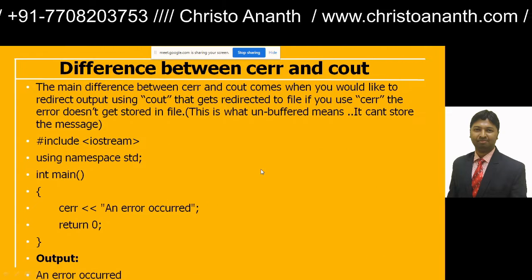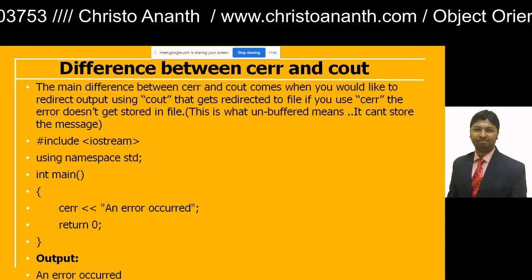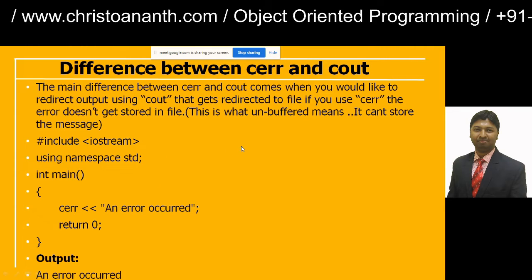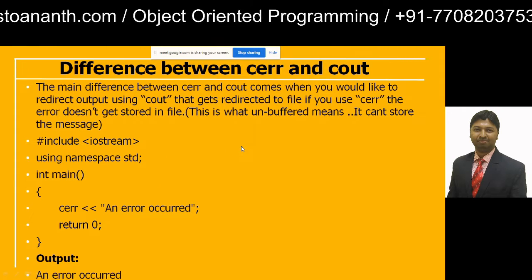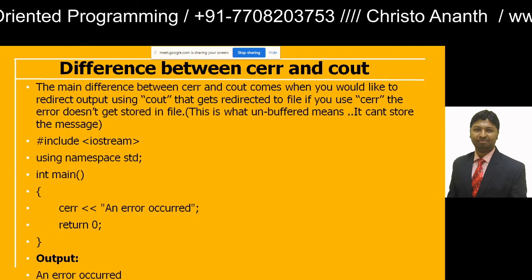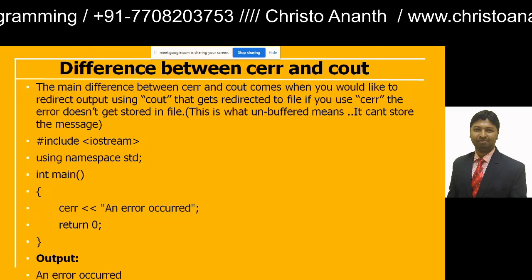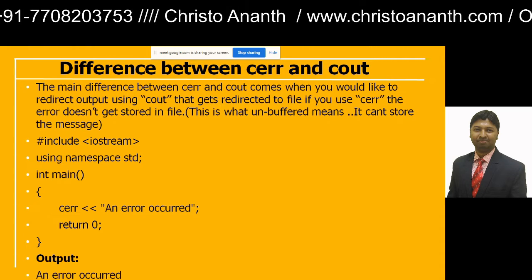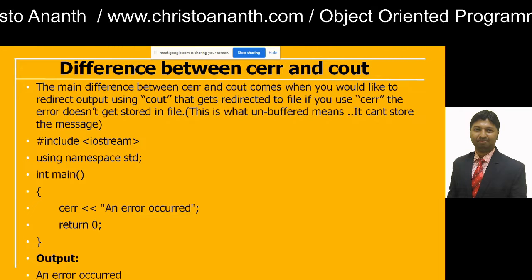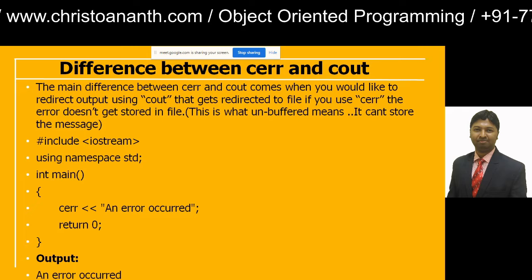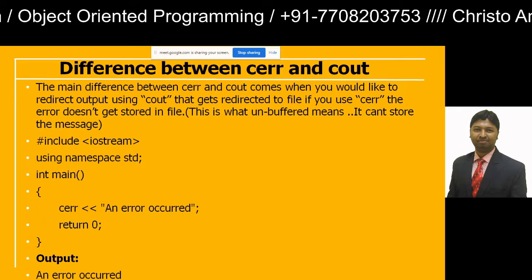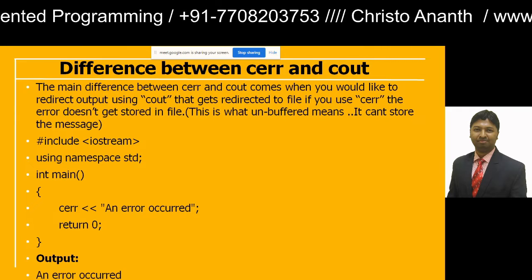There are some salient differences between the standard error stream and cout. Between cerr and cout, when it comes to redirecting the output, the output from cout gets redirected to a file. If you use cerr, the error doesn't get stored in the file, which means that it is unbuffered, which means that it can't store the message.